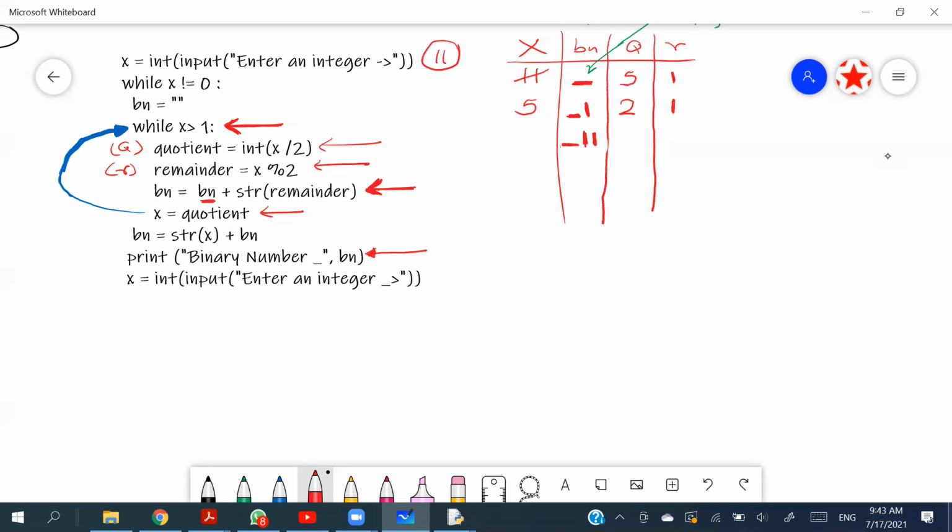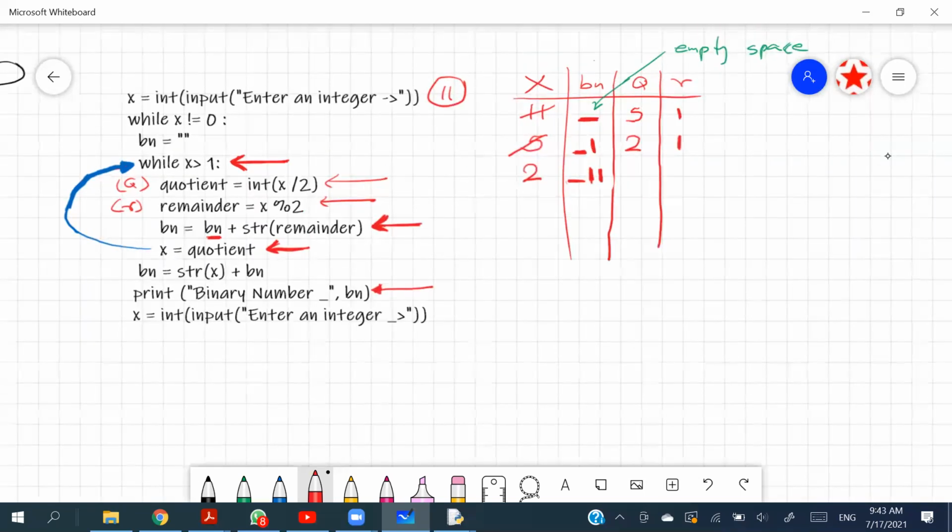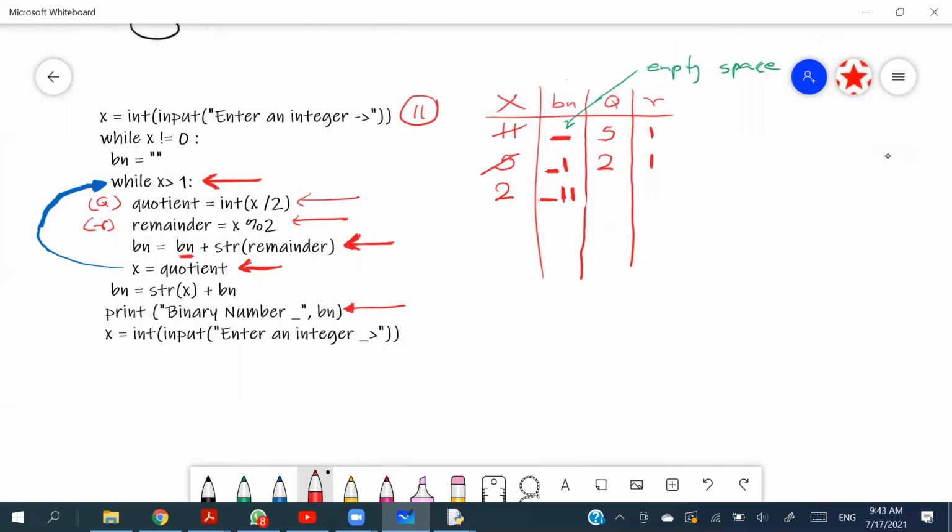Right? And as usual, quotient is assigned to x. So quotient is 2. Now x will become 2. Right? So then it goes back again and checks the while. So x is larger than 1. Yes, x is 2, which is larger than 1.